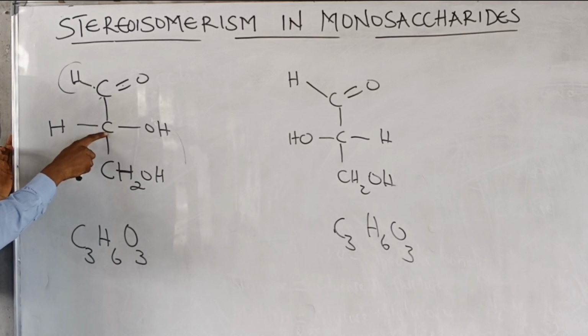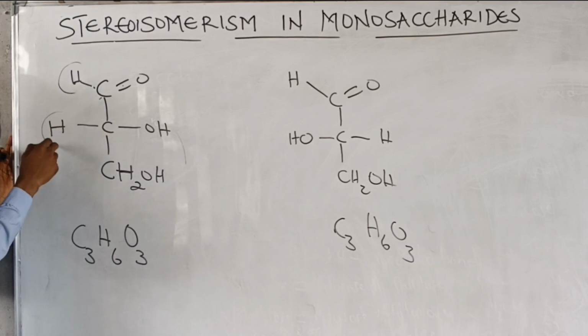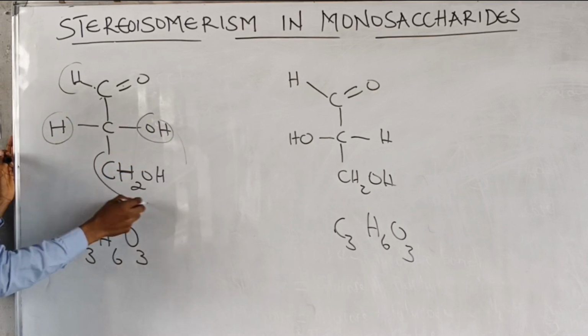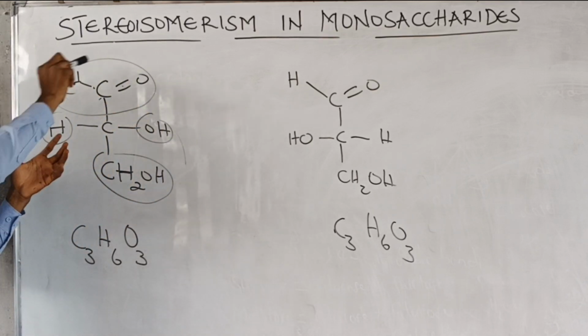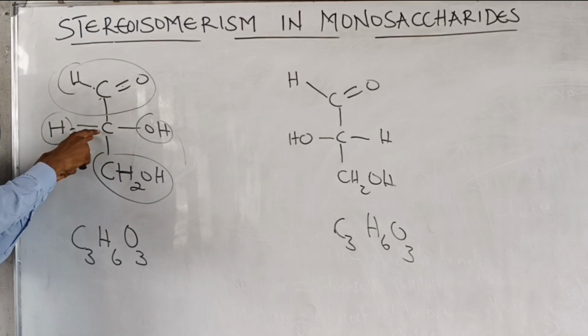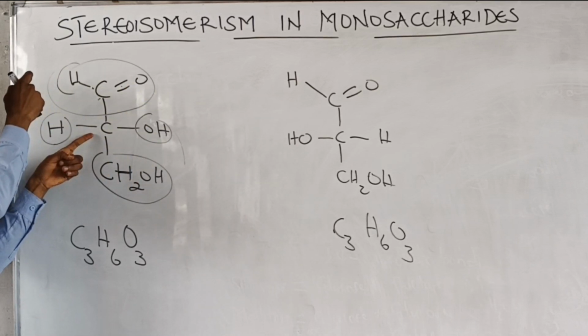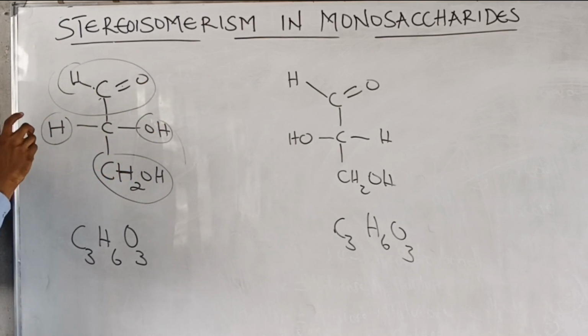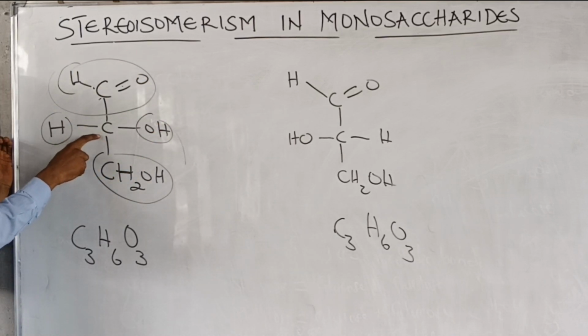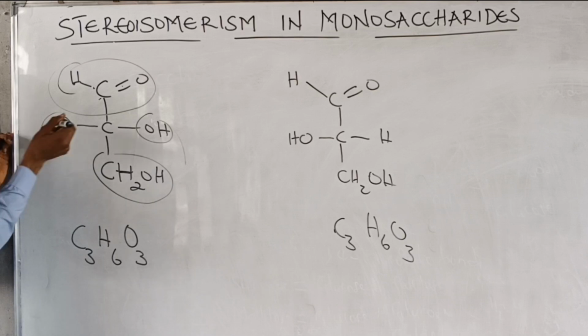If you look at this carbon, is this carbon chiral? Yes. Let's look at the 4 substituents. Hydrogen, this one, and this one. And you notice that all the attachments on this carbon are different, right? So since all the substituents attached to this carbon are different, we say this carbon is what? Chiral.